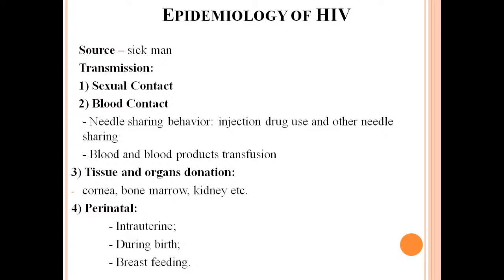The third transmission way is tissue and organ donation, cornea, bone marrow, or kidney, and perinatal transmission from mother to fetus, intrauterine transmission through placenta, during birth, or through breastfeeding, because a mother's breast milk also contains a large amount of HIV virus. So HIV virus enters such human body fluids as blood, lymph, vaginal excretions, sperm, and breast milk.